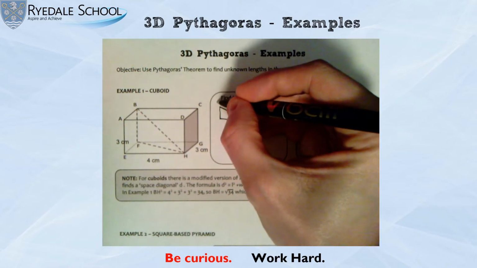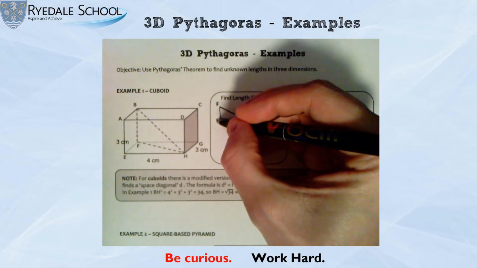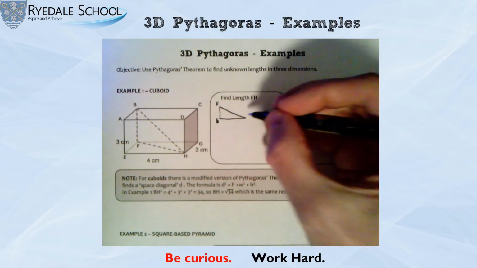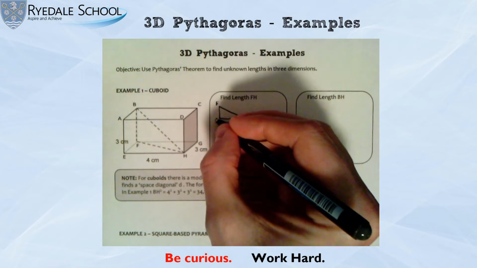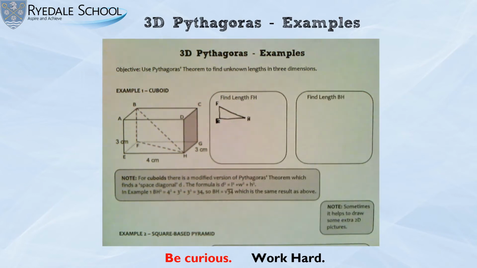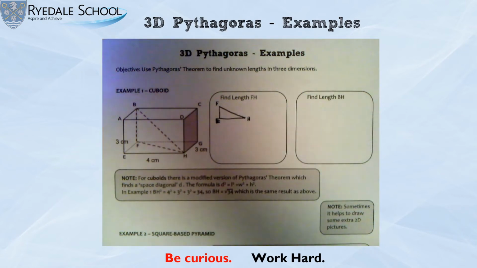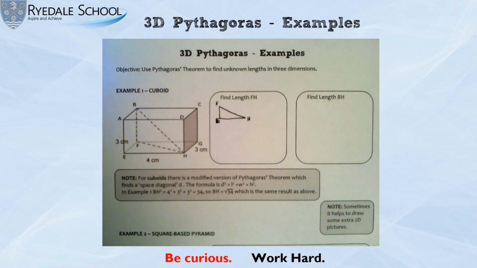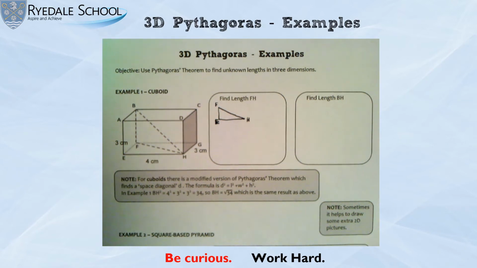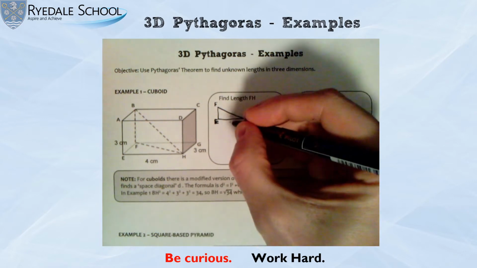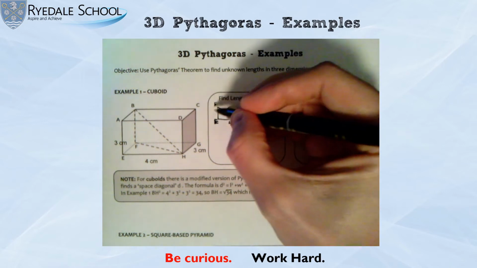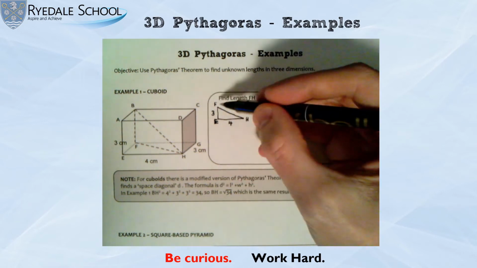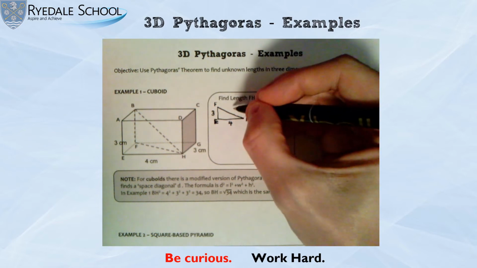It is F, E, H. It's a really bad E, but I'll make it better. There we go. So that would be looking straight down on this shape. And with some of those lengths we already know. We know E to H is 4 centimetres. And we know that FE is 3 centimetres. And we've been asked to work out F to H.